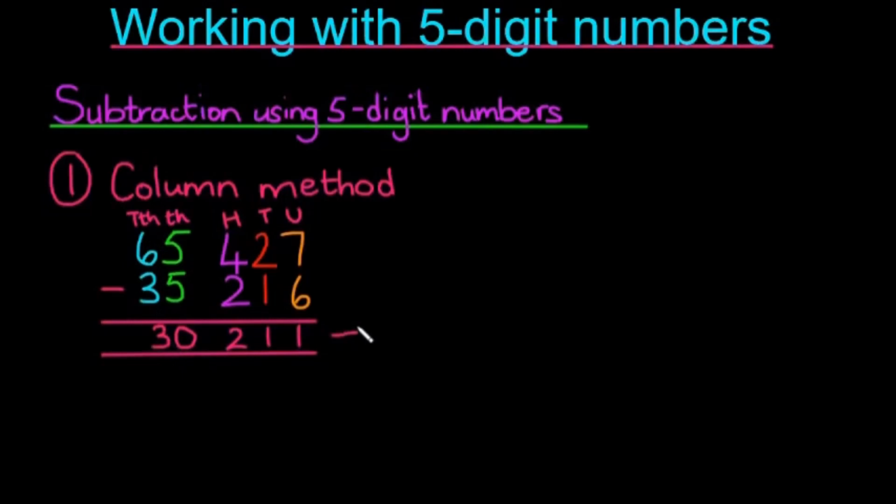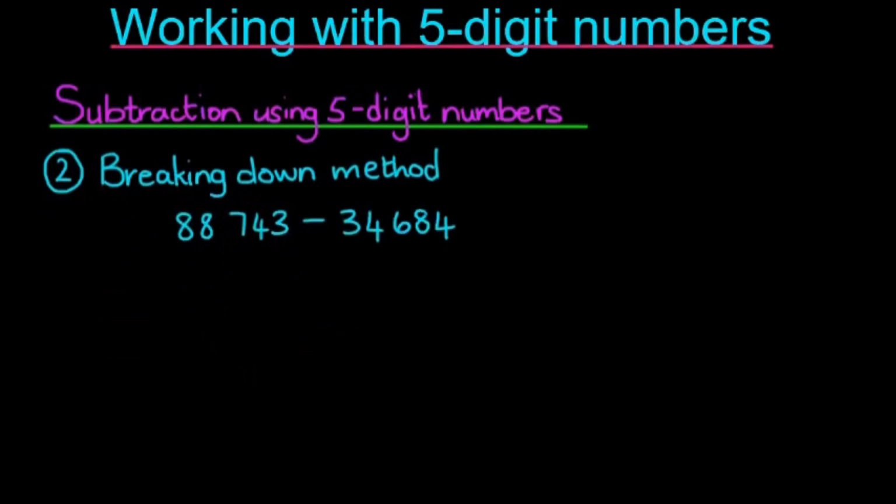So our full answer after we're done with this method is 30,211. Always make sure when doing this method that you are working down in your columns. If I draw a line going down this way, you'll be able to see that everything is perfectly underneath each other.